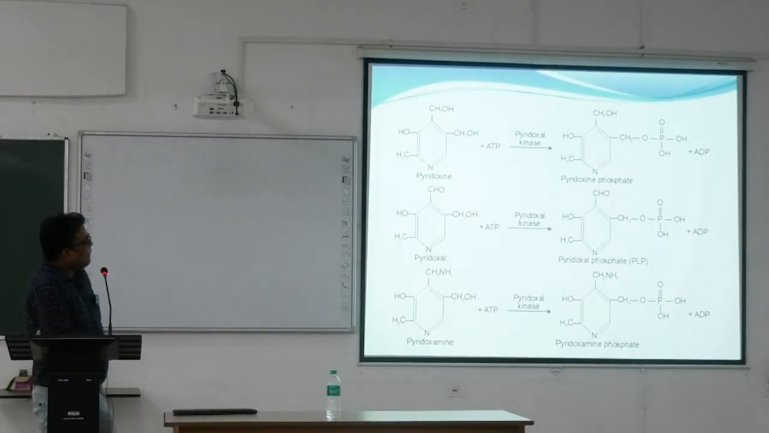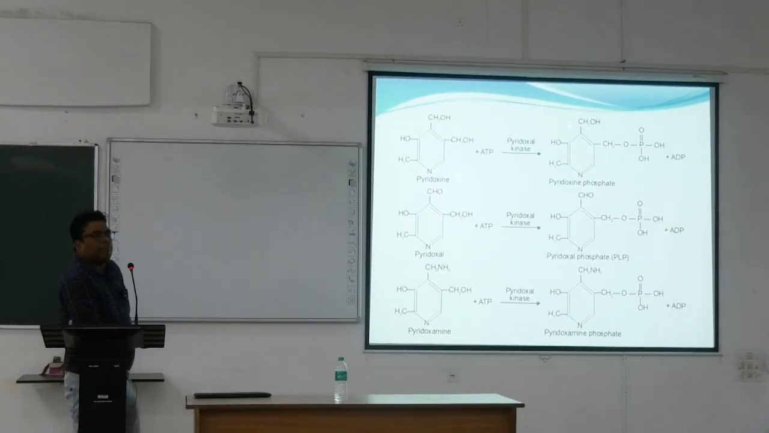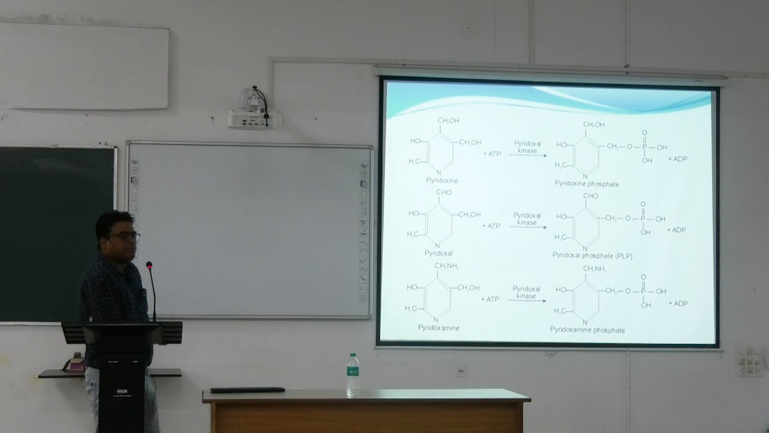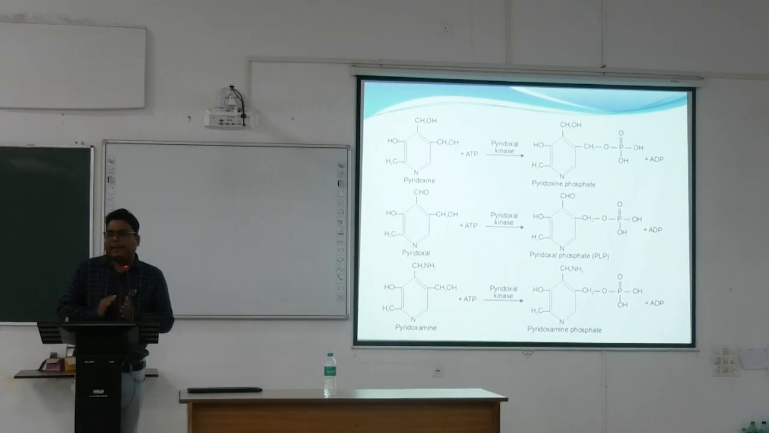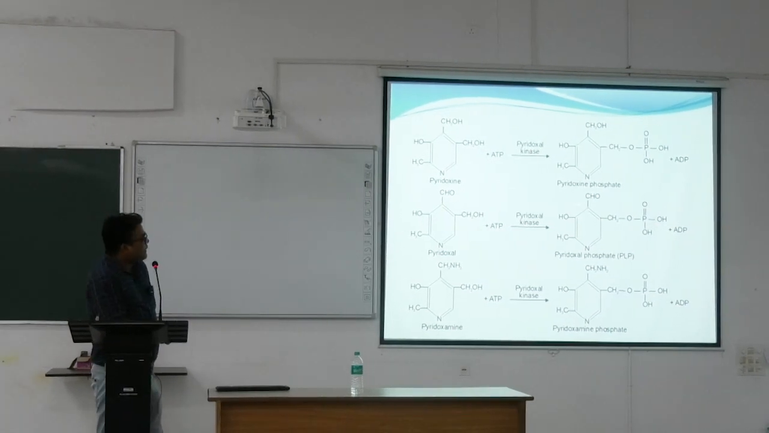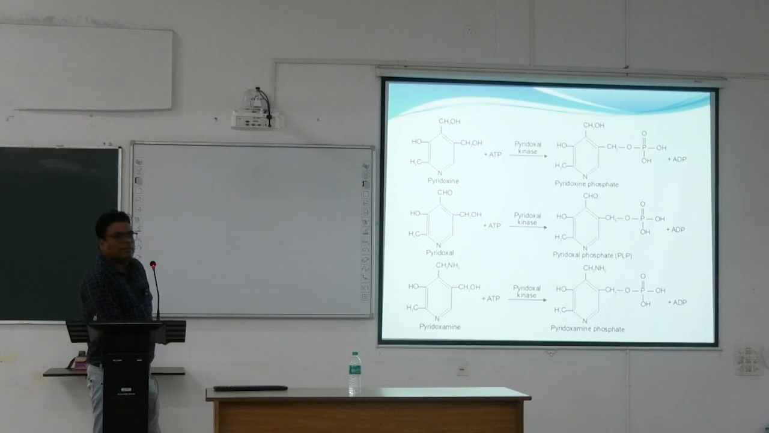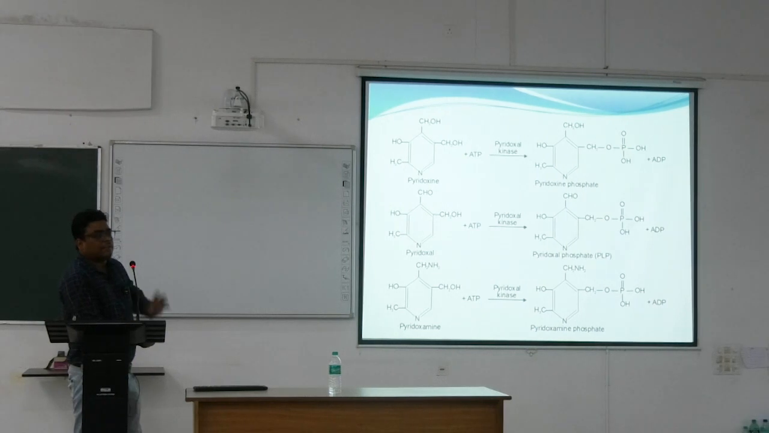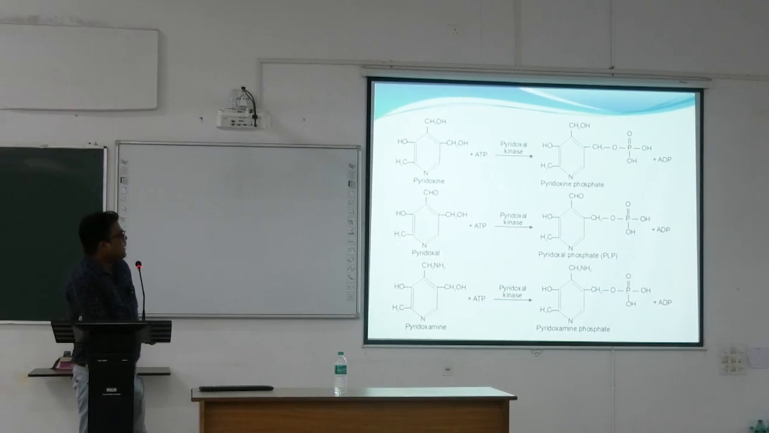Now you see pyridoxine, by phosphorylation. Phosphorylation means attachment of the ATP. By phosphorylation, kinase enzymes. What is the function of kinase enzymes? That means it can phosphorylate a substance. Attachment of ATP, it is converted into pyridoxal phosphate. Okay, it is converted into pyridoxine phosphate, pyridoxal phosphate and pyridoxamine phosphate.